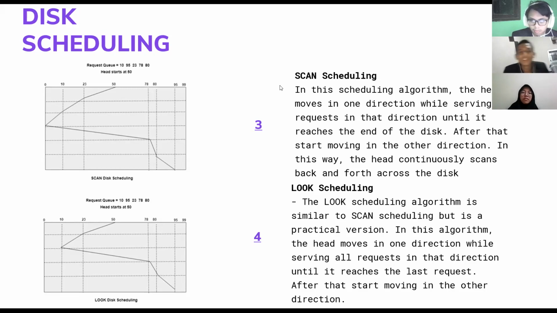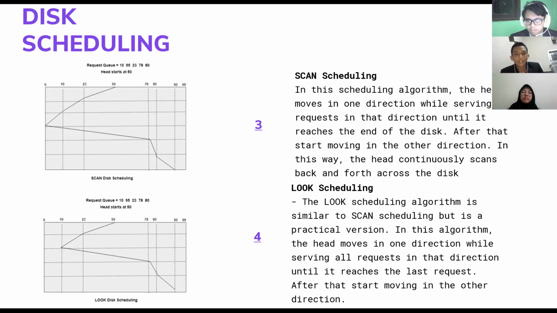The next is scan scheduling. In this scheduling algorithm, the head moves in one direction while serving all requests in that direction until it reaches the end of the disk. After that, it starts moving in the other direction. In this way, the head continuously scans back and forth across the disk.